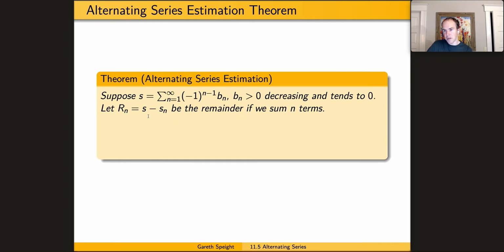We have to look at the difference between the true sum S and the partial sum Sn. So as before, this is the same remainder. It's the error if we only add n terms rather than adding all the terms. Okay, then there is a simple estimate for that for alternating series.